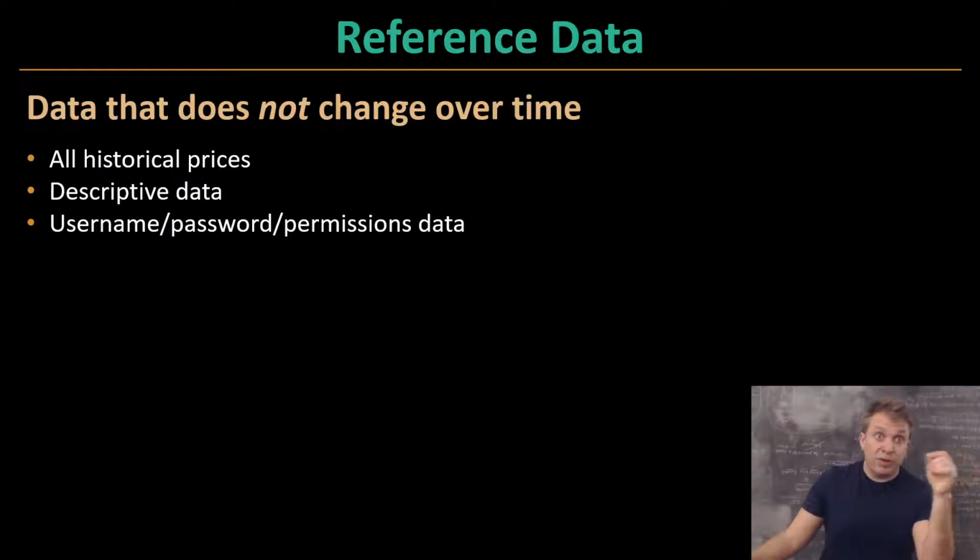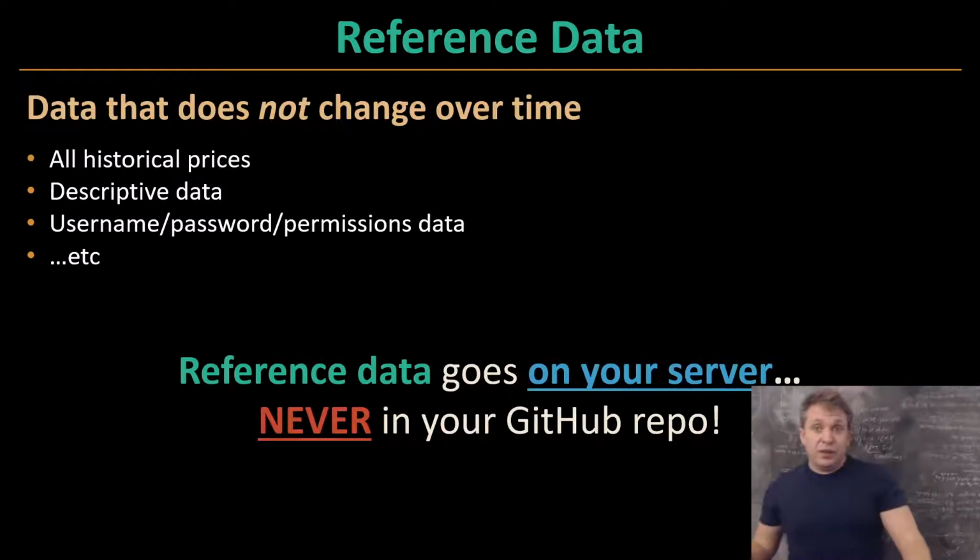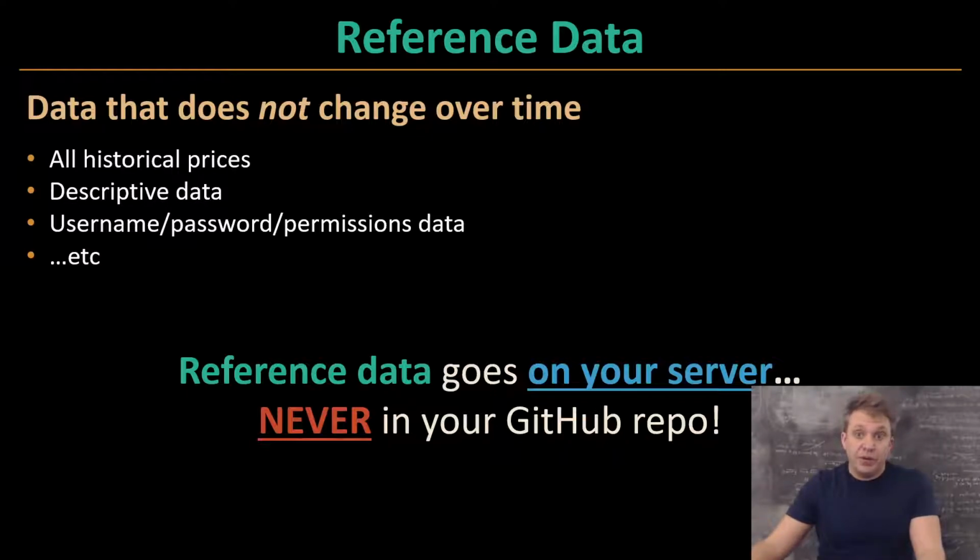Username, password, permissions data, also reference data. And having it here makes it pretty easy for you to add new users, come in and change permissions, onboard new clients, new team members, and so on. But that's reference data that isn't necessarily financial. Probably there's tons of examples. But the bottom line is that reference data does not ever go in your GitHub repo.